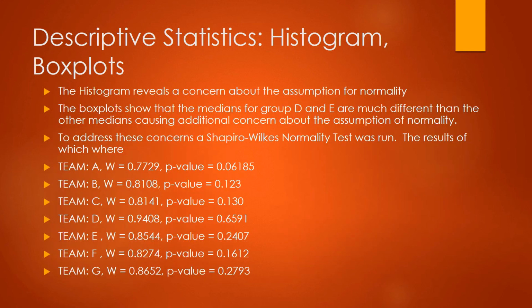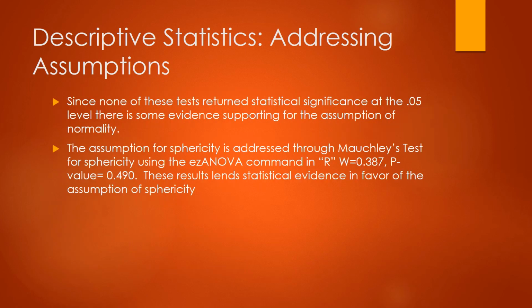Again, just reviewing what we saw on that histogram, on the pictures, I was worried about normality in both the histogram and the box plots, my assumption of normality. To address this concern, I ran the Shapiro-Wilk normality test, got a number of p-values, none of which are statistically significant at the 0.05 level. And since none of those tests returned statistical significance at the 0.05 level, there is certainly some evidence supporting the assumption of normality.